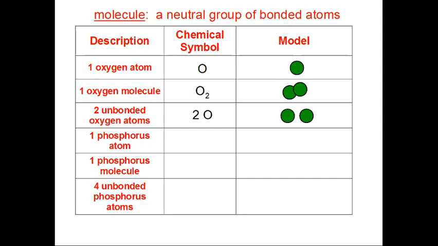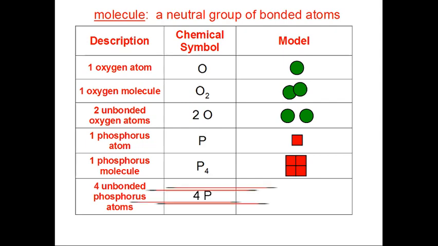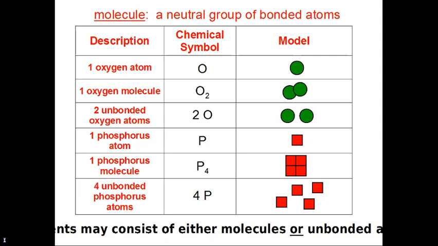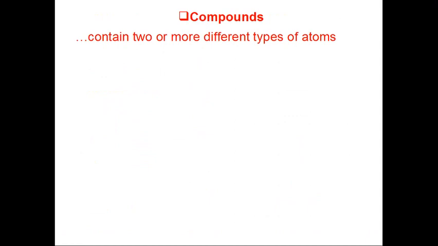Same idea with phosphorus. Instead of circles, we'll use squares. One phosphorus, one square. One phosphorus molecule is P4. A model of that, 4 squares touching. And then 4 unbonded phosphorus atoms, you guessed it, would be 4P. 4 squares not touching. And that got cut off a little bit there, but elements may consist of either molecules or unbonded atoms. So any of this combination works for elements.